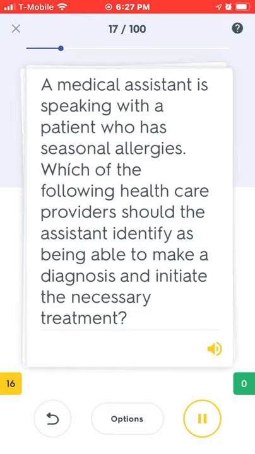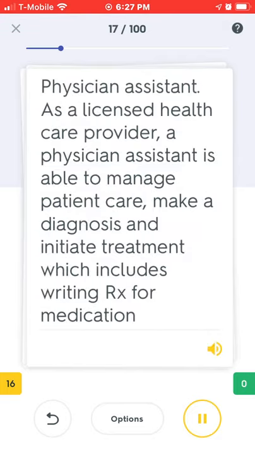A medical assistant is speaking with a patient who has seasonal allergies. Which of the following healthcare providers should the assistant identify as being able to make a diagnosis and initiate the necessary treatment? Physician assistant. As a licensed healthcare provider, a physician assistant is able to manage patient care, make a diagnosis, and initiate treatment, which includes writing Rx for medication.